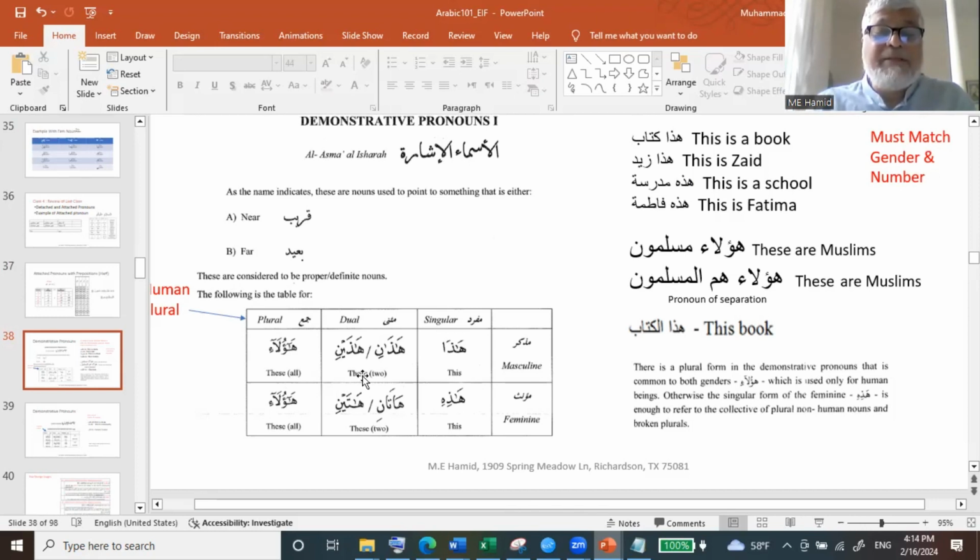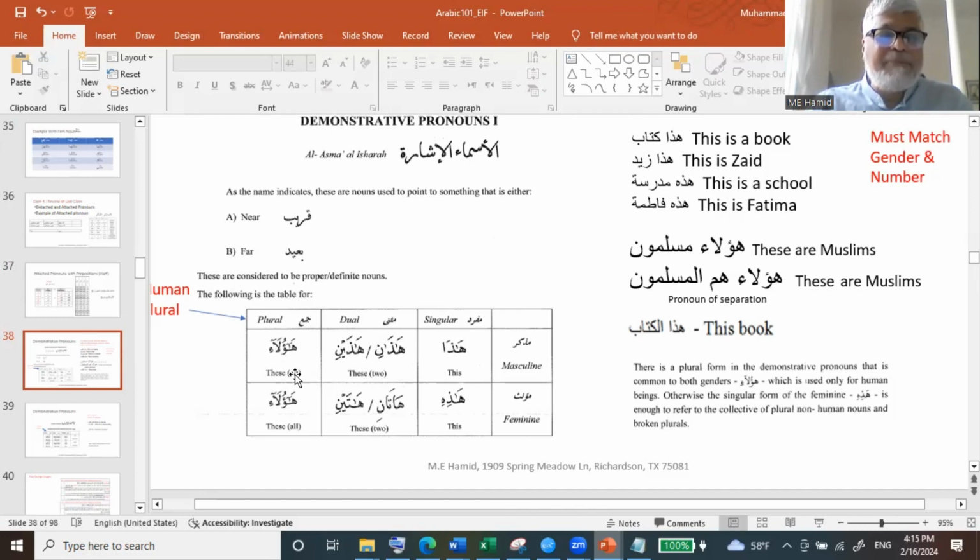Not only this, it also has a dual pointer. If there are two books nearby, then use hazani or hazaini. In English it's just these, but these with the two. If you don't write two in brackets, it's hard to distinguish. Am I pointing at two or more objects? So this duality is also there in our numbers. We saw that, and we also see duality in pointers. So these are two objects, and these are more than two objects.